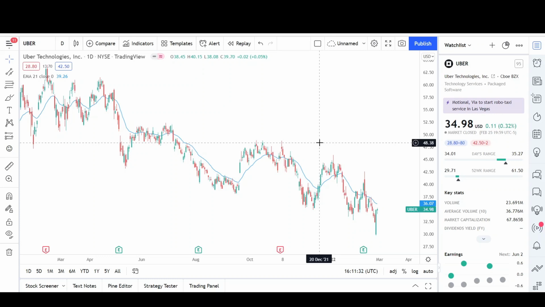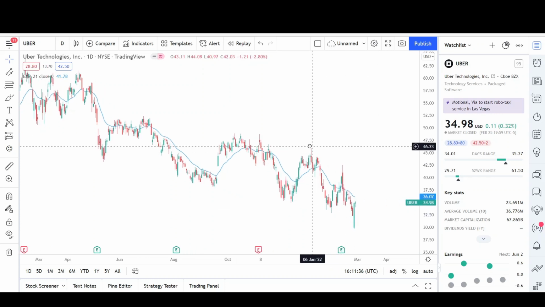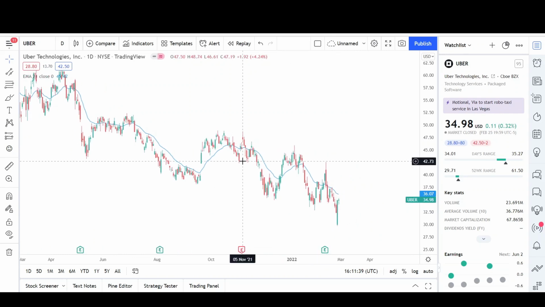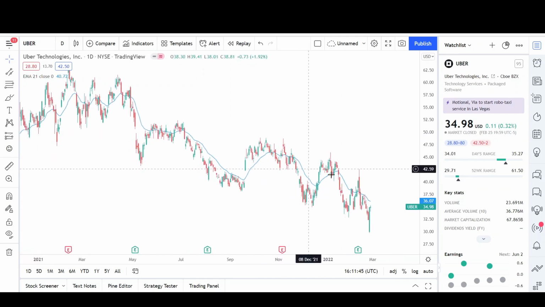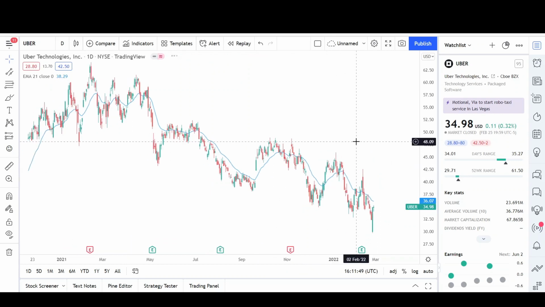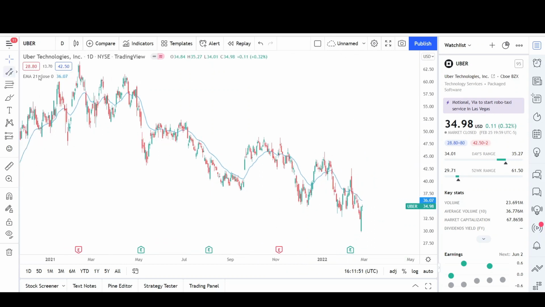So let's take a look at the Uber chart. Now, we did have this huge pop-up, and I'm pretty sure a lot of people are thinking, is this the bottom or not? Well, I'm going to show you why it's not the bottom for numerous reasons. First, we got to look at the trend. You can see the EMA is still intact, pointing downwards. Most of the price bars are below it, so really nothing super bullish as of right now.